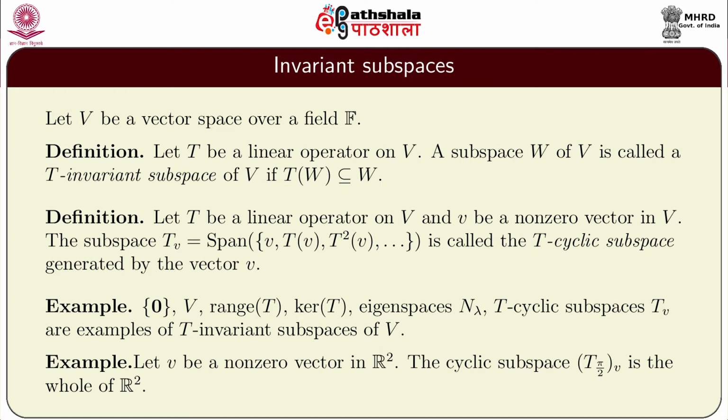Examples: the trivial subspace, that is the singleton zero vector, the whole space V, the subspace range of T, kernel of T, the eigenspace E lambda for eigenvalues lambda, and the T cyclic subspaces T suffix v are examples of T invariant subspaces of a vector space V. And another example: if we consider the rotation operator T pi by 2, which is rotation by an angle pi by 2 in the real plane R2, and if we choose a non-zero vector v in R2, then it is easy to see that the T cyclic subspace T pi by 2 suffix v is nothing but the whole of R2.